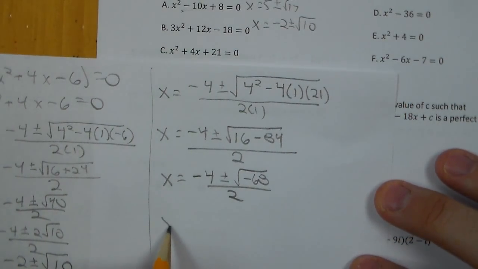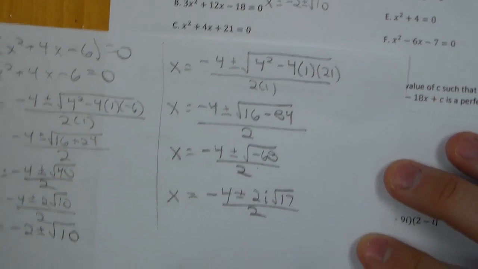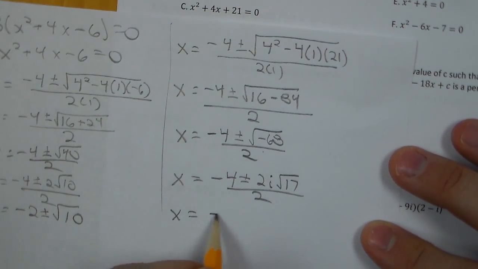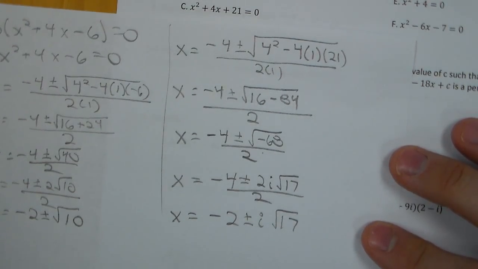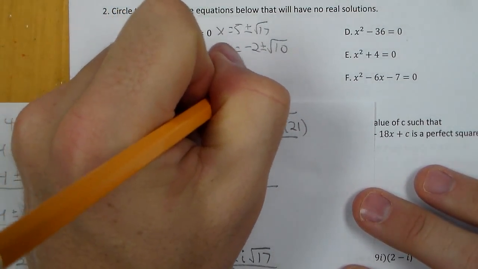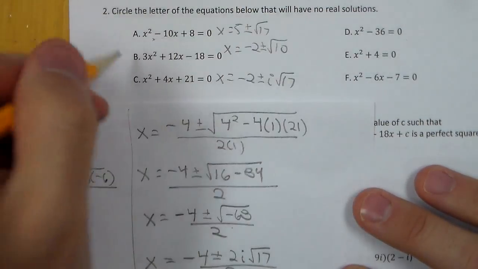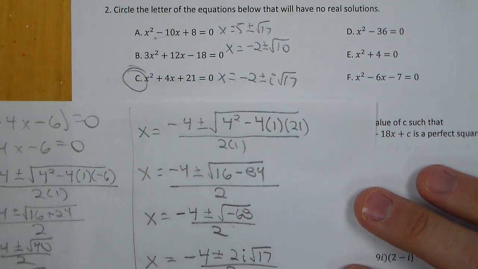If we simplify this further, 68, like we said earlier, is 2 root 17. The negative comes out as an i, and so it's 2i root 17 over 2. Then divide by 2, and we get this answer. So that is our answer up here on C. And it's imaginary, so it has no real solutions, so we'll circle that, and that is the answer.